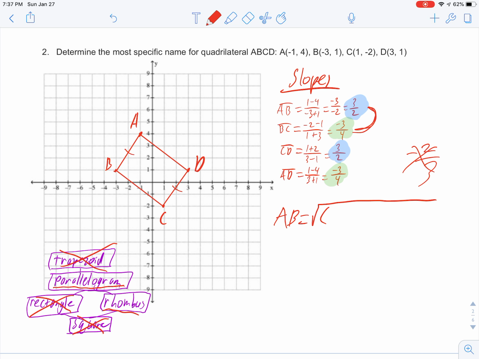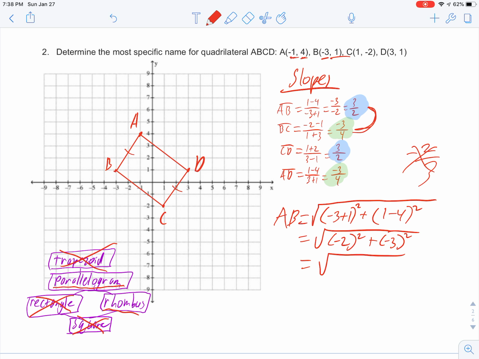So it's the difference between the two x values. So that's -3 minus -1, or -3 plus 1, squared. And then the difference of the two y values, which are 4 and 1. So 1 minus 4, and I'm just going to simplify in there. So that's -2 squared, and -3 squared. -2 squared is 4, -3 squared is 9, and so AB is the square root of 13. So now I want to compare that to BC.